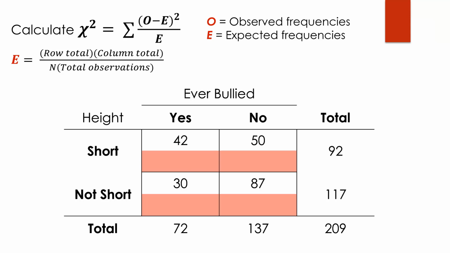Let's just do the first one as an example. For short and yes, the row total would be 92 times the column total, 72. Then you take that product and divide it by 209, and then you should get your expected frequency.